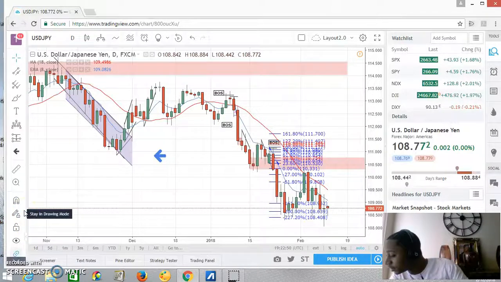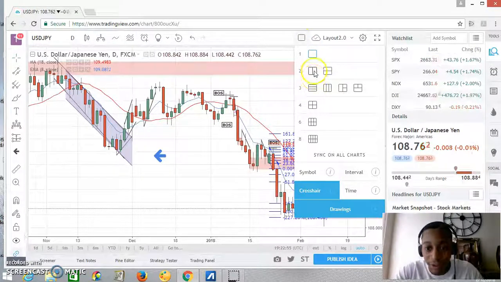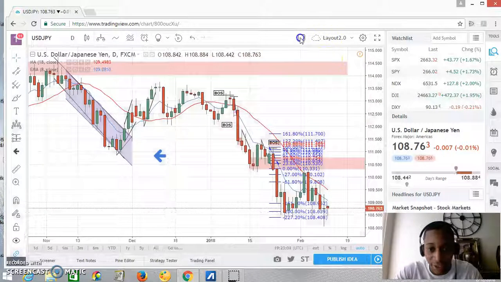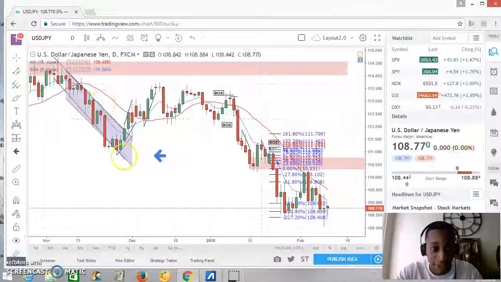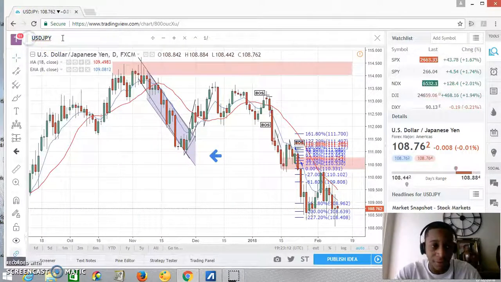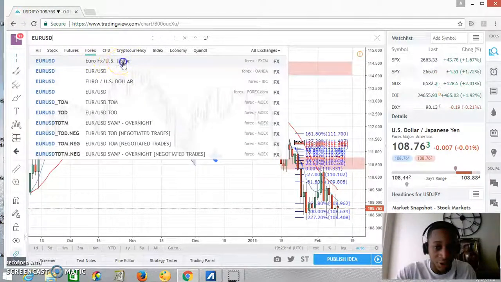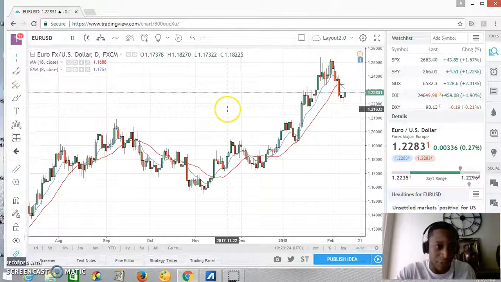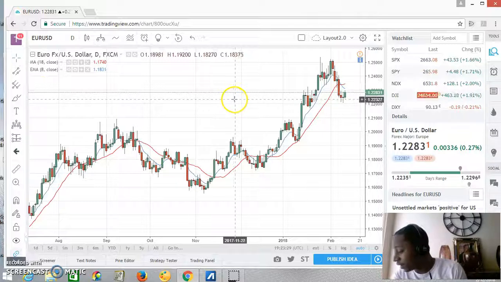Let's see, what else are we gonna go? Okay. Also, let's go over to layouts. Now, another thing that I love about TradingView is that they have different layouts, so you can split the screen. But honestly, I can't use the multiple chart layouts because I'm not a pro member. So I just switch back and forth from different layouts. Like if I wanted to go to EURUSD, I would just go to EURUSD and switch back and forth from layouts. So I have two computers open and just go back and forth from different layouts.